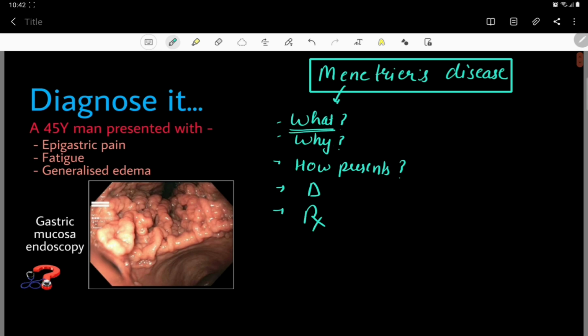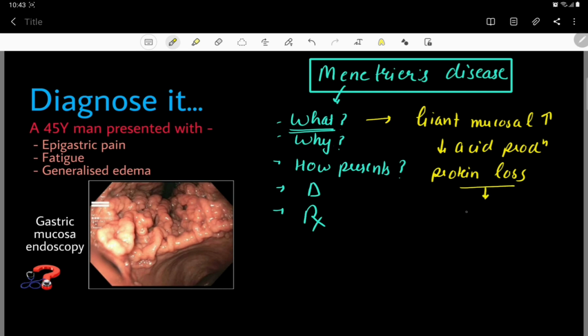Well, firstly starting with the what. It is basically a rare disorder that is associated with giant mucosal hypertrophy, decreased acid production, and also protein loss. This protein loss leads to development of hypoalbuminemia. Well, due to this hypoproteinemia and hypoalbuminemia, it is also called hypoproteinemic hypertrophic gastropathy, and due to this giant mucosal hypertrophy, this is also called giant hypertrophic gastritis.